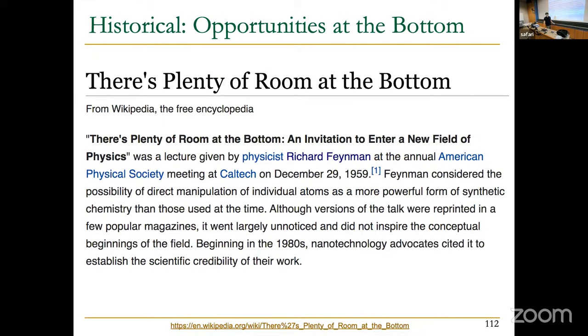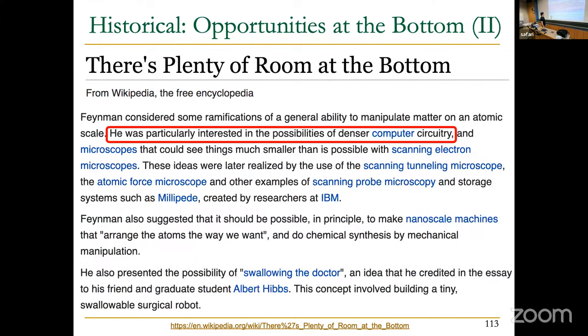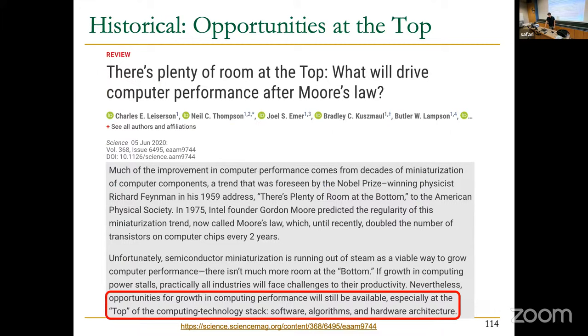Here you have a few more slides about this talk from Richard Feynman, "There's Plenty of Room at the Bottom." As I said, it was really forward-looking and prophetic in some way. He even talked about denser computer circuitry, which is what we are doing more and more, and futuristic applications like swallowing the doctor. This is kind of forward-looking nanotechnology.